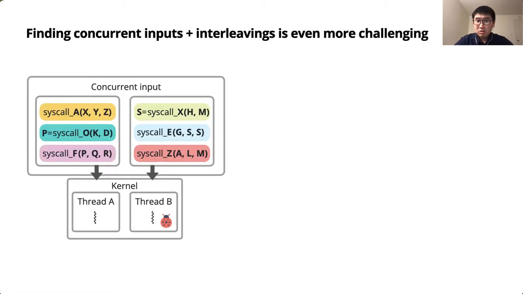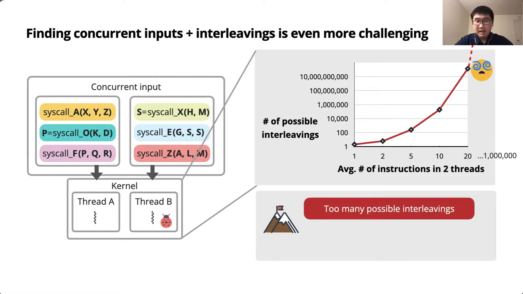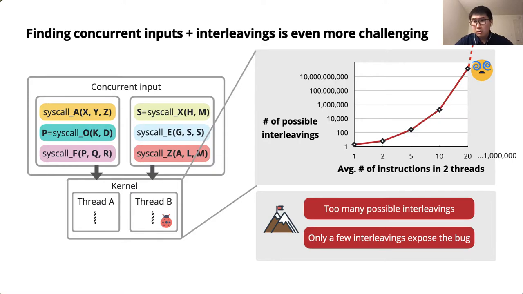In addition, even though somehow we have the input, what we will be faced with is another huge search space, the interleaving space. The figure on the right side shows the number of possible interleavings when each thread has a certain number of instructions on average. We can see that when each thread has 20 instructions, the number of possible interleavings is crazy. And of course, a real kernel thread could be executing 1 million instructions, so the number of possible interleavings simply goes out of this world. So the challenge in finding the error-inducing interleaving is that there are always so many possible interleavings, but only a few of them would expose a bug.